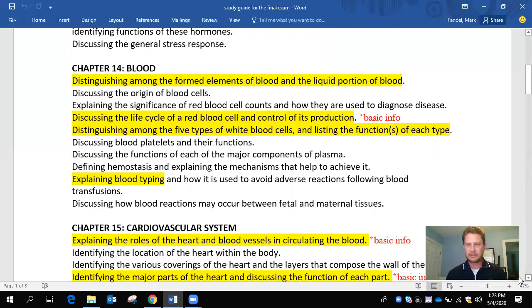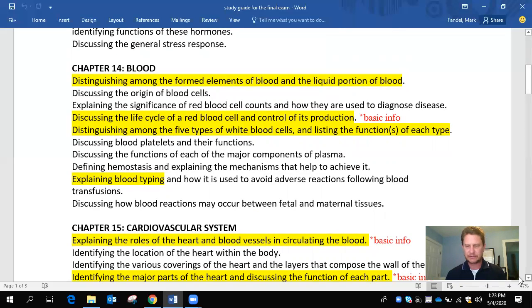The things I want you to know about a neutrophil: one, first and foremost, is it is a phagocytic cell. It is an eater. The other thing I want you to know is that it has a multi-lobed, weird-shaped nucleus.